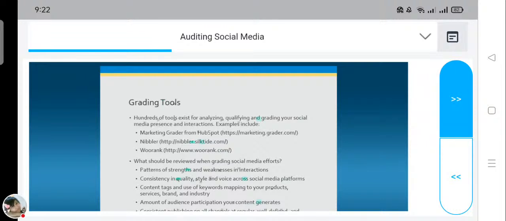Can it look for things like tags and the use of keywords? Can it measure the amount of audience participation that one of your content posts generates? Can it check for consistency in how you're publishing across all channels? Are you being a regular publisher on Facebook, but you're only tweeting once a month? And so it does an analysis and a comparison and tells you that you're not being consistent across all channels.